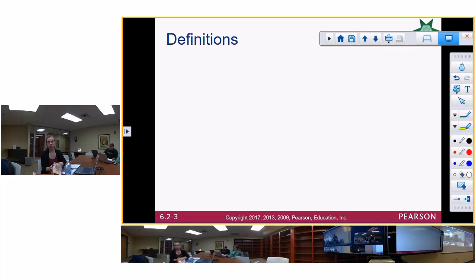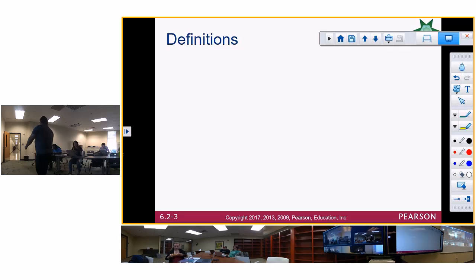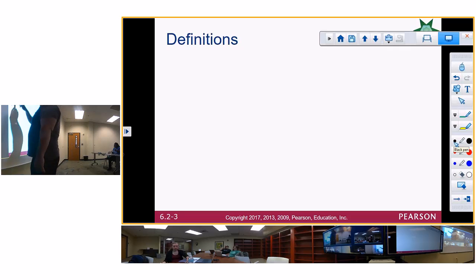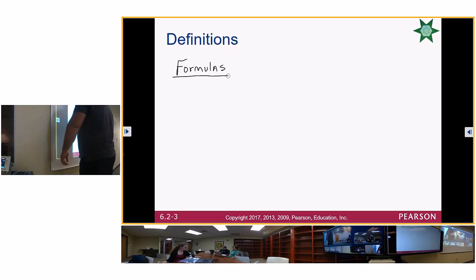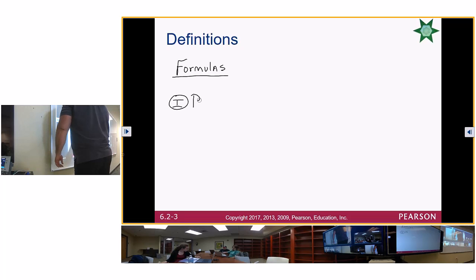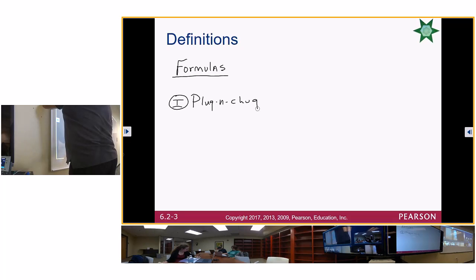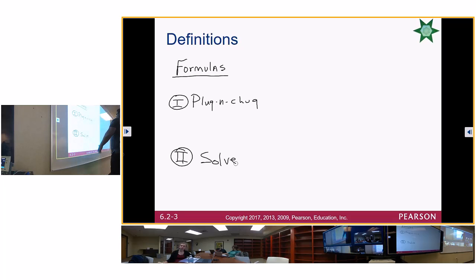So, what's the section on formulas? There's going to be two types of questions. One type of question will be plug and chug. So with formulas, there's two types of questions. There's plug and chug. And then there's solve. Now plug and chug is pretty simple. Here's an example of plug and chug.